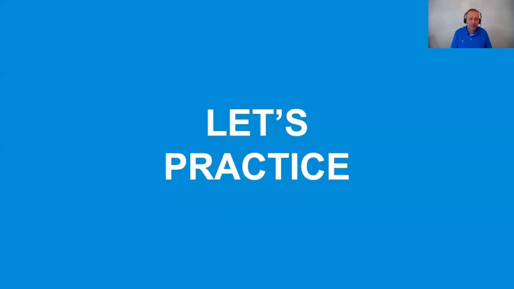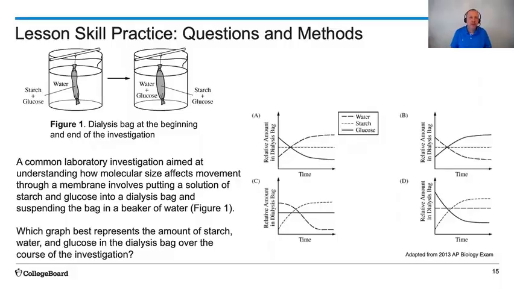So let's practice. Pause your video, analyze the figure, read the question, and formulate your answer. When you have your answer, push play again. Welcome back. For this question, you're looking at which graph best represents the amount of starch, water, and glucose in the dialysis bag over the course of the investigation. Your answer should be A, due to the fact that glucose is able to move across the dialysis bag's membrane as well as water, but starch cannot.